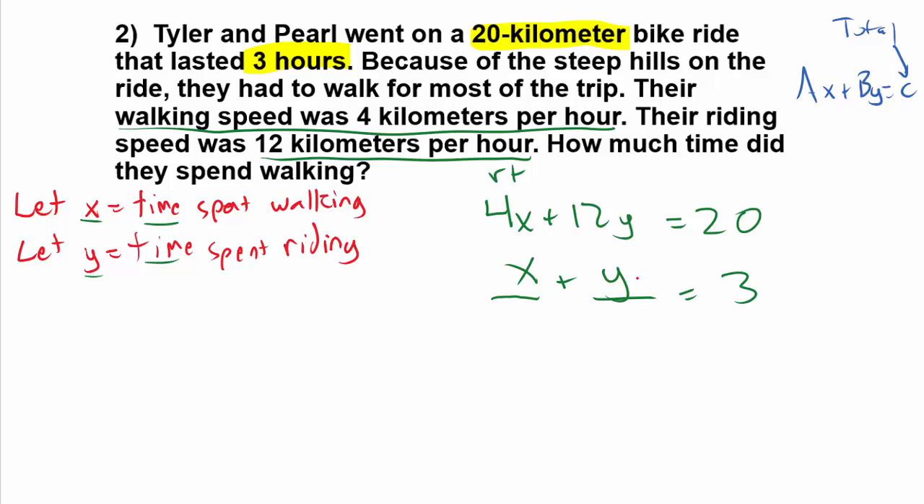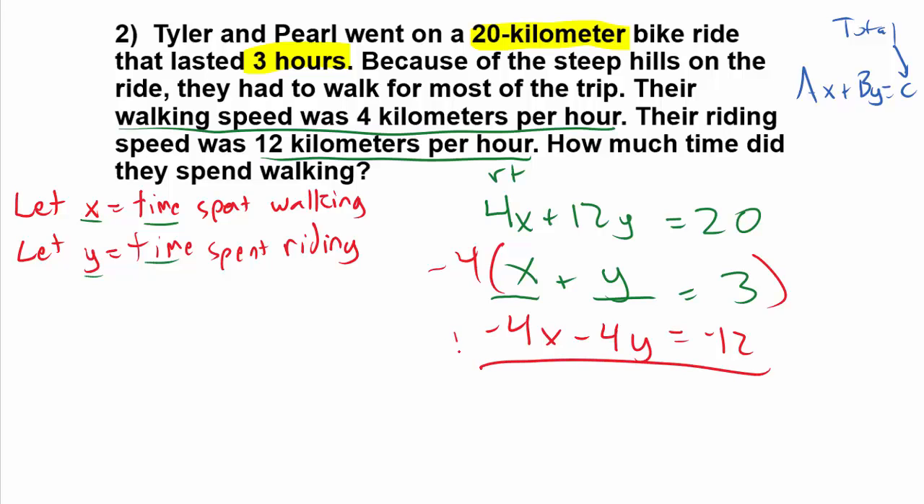Again, this isn't too bad for substitution, but I think this is really just too good to pass up here for elimination. So I'm going to make this a negative 4x minus 4y is equal to negative 12. And I'm just going to solve this right off the bat here. I'm going to add these two rows together. So the negative 4x and the 4x should cancel, so the x's are gone. 12 minus 4 is going to give me 8y, and 20 minus 12 should be 8. So we just found that y equals 1.